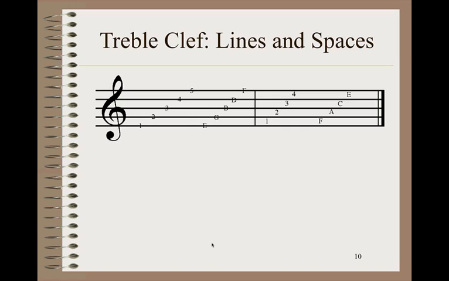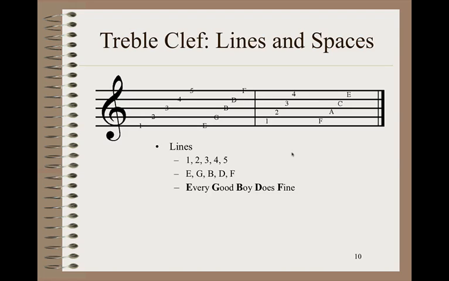Now, when looking a little bit closer at the treble clef, we see that there are lines and spaces. There are 5 lines and there are 4 spaces. The way to remember these is to count them from the bottom up: 1, 2, 3, 4, 5. And they correspond to the letters E, G, B, D, and F.